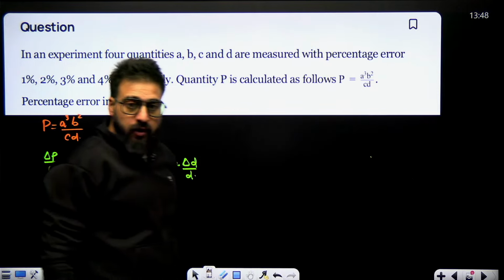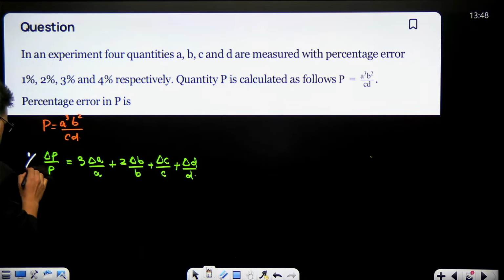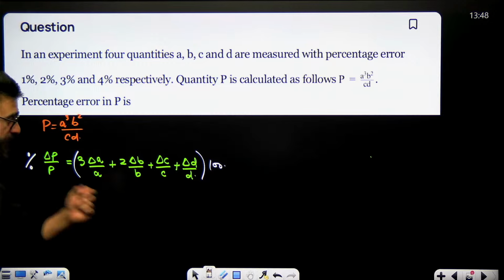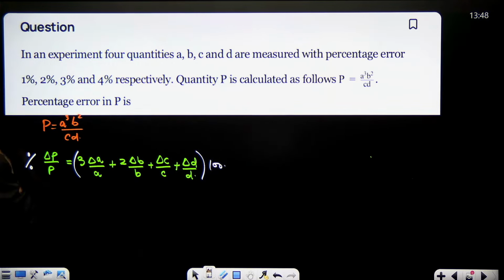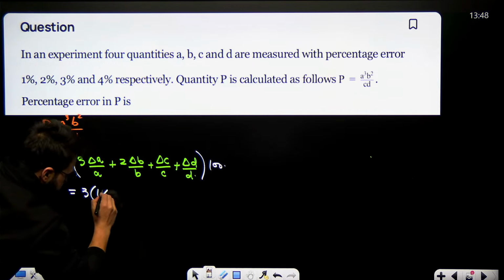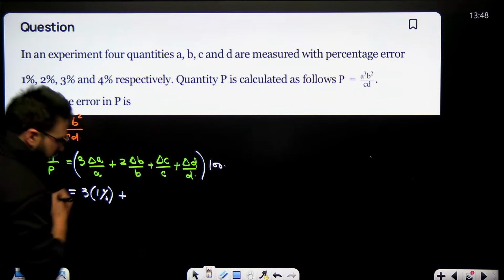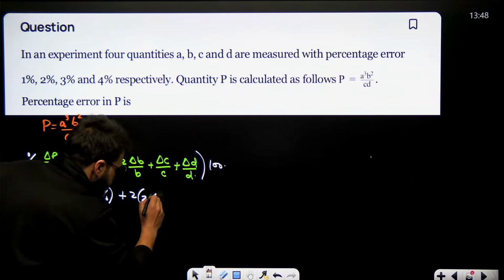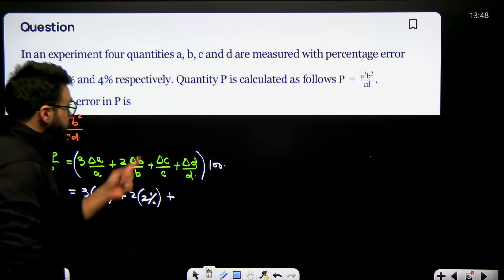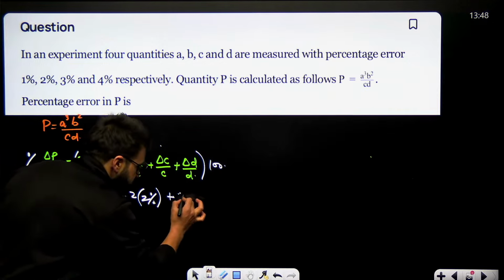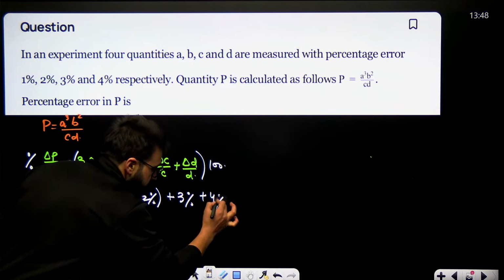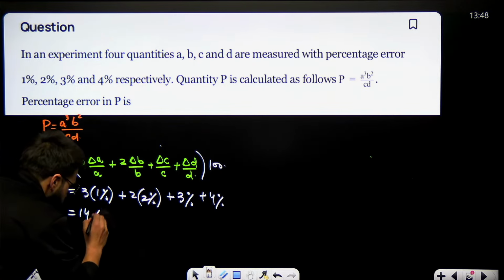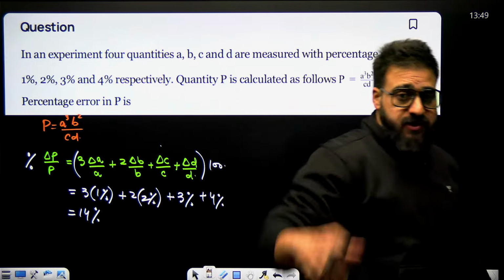Now guys, if you find this in percentage, you simply multiply with 100. Now tell me, delta a by a into 100, that is the percentage error of a, is given as 1%. So this will be 3 into 1%. Then plus 2 into delta b by b into 100, that is given as 2%. Then plus delta c by c into 100, that is the percentage error in c, that is 3%. That is 4%. Now guys, 3% plus 4% plus 4% plus 3% will come out to be 14%. So the error in P will be 14%.